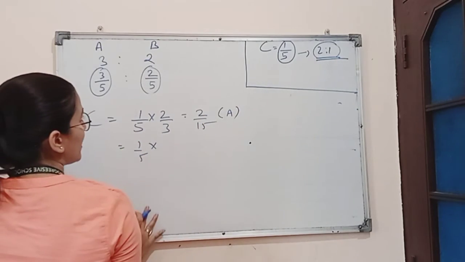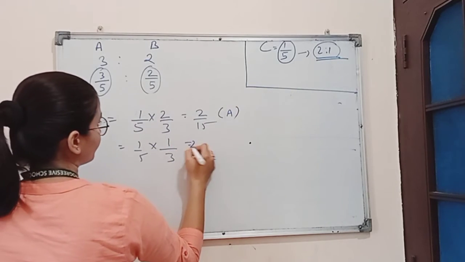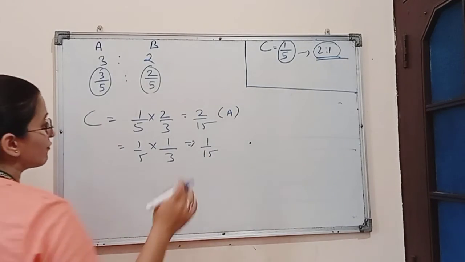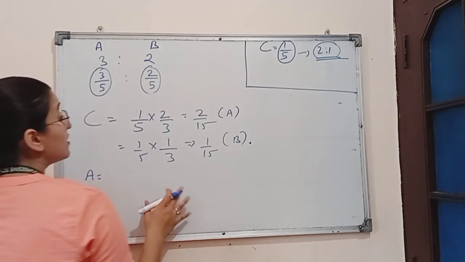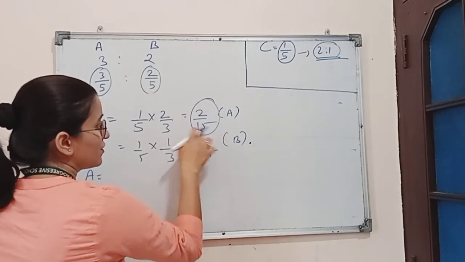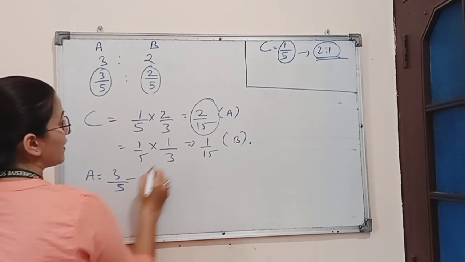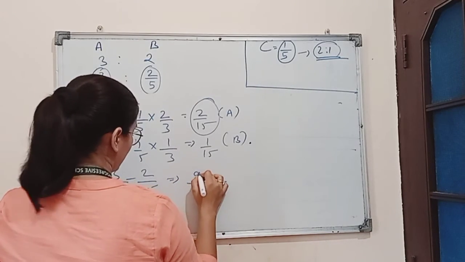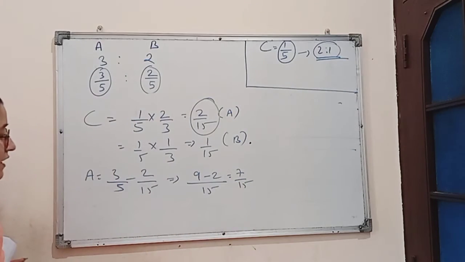And this amount of share has been acquired from B in the ratio 1/3. That means 1/15 share has been acquired by C from B. So the remaining share of A will be, as C has acquired this amount of share from A, which means this amount of share will be surrendered by A to C. A's old share is 3/5, new share is 2/15. LCM will be 15. 7/15 is the remaining share of A.